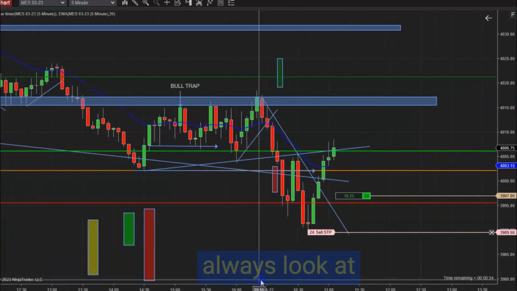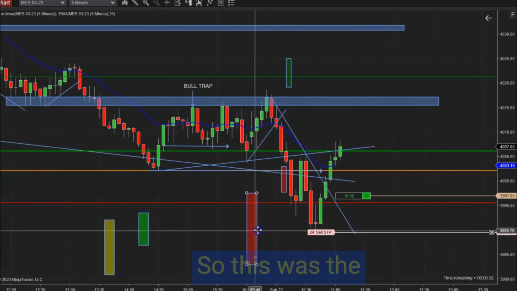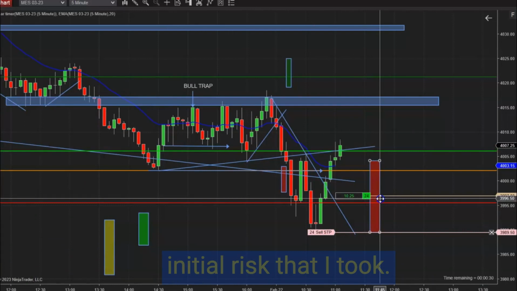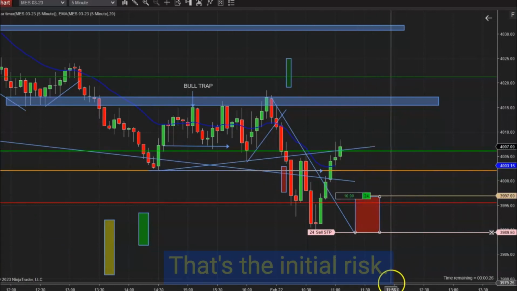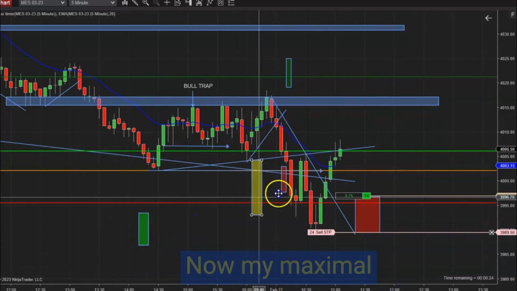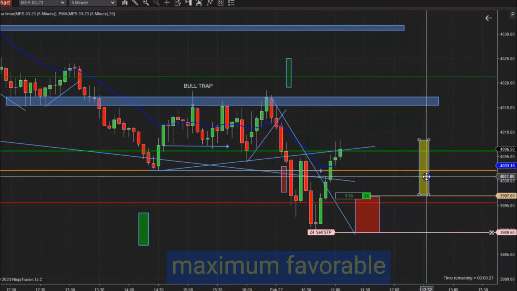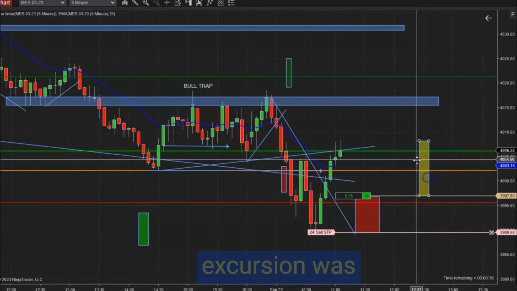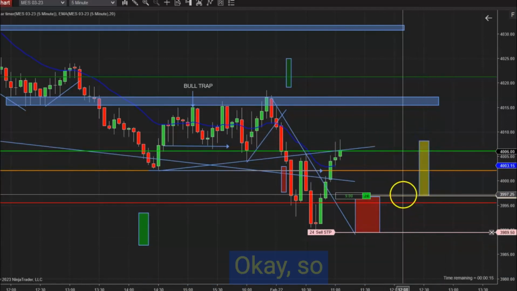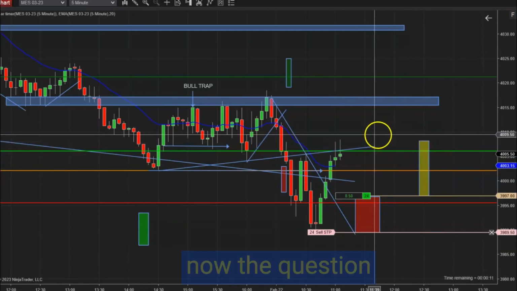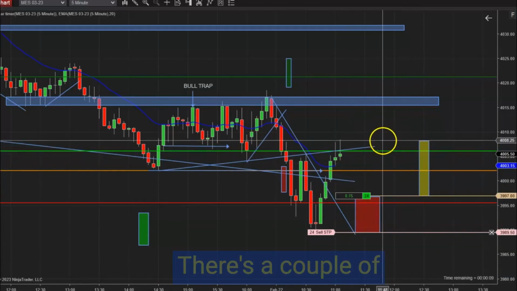So right now, we always look at our risk reward. This was the initial risk that I took, right? There's my stop. That's the initial risk. Now, my maximum favorable excursion was that much. So now the question is, how do I manage this? There's a couple of ways to manage this.